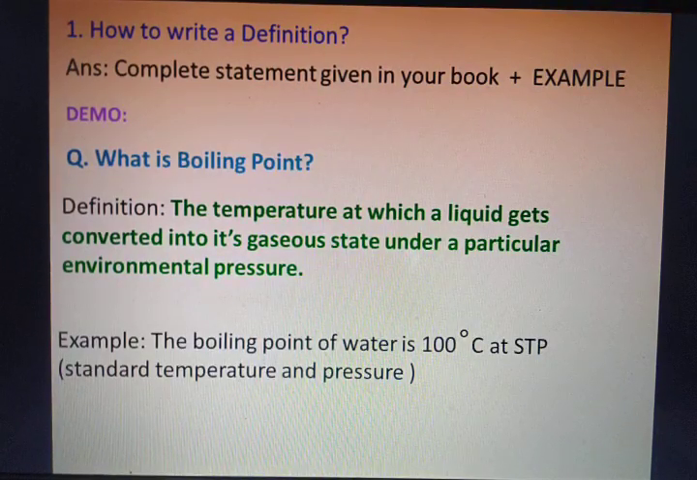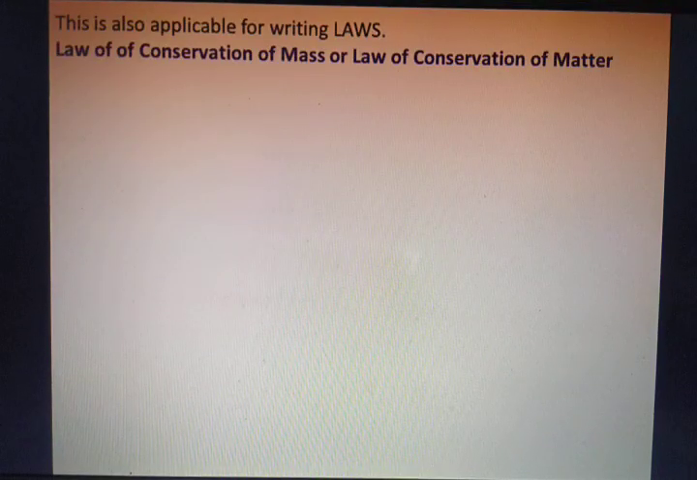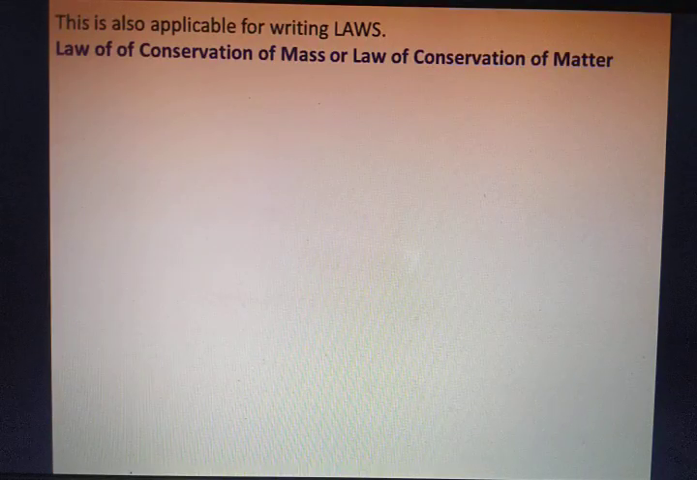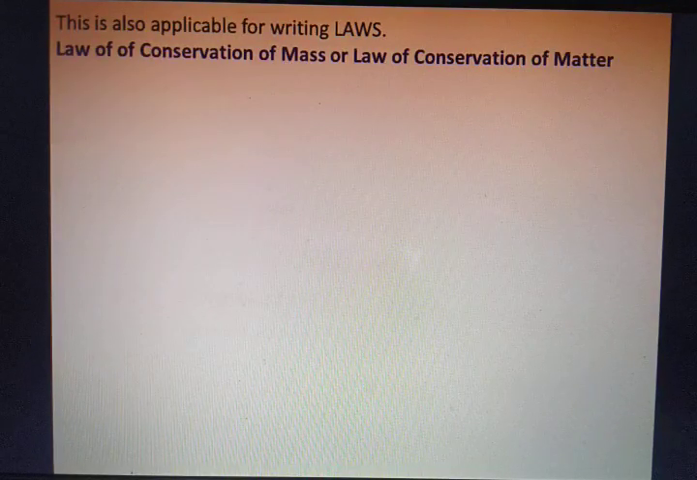Moving on to the next. This is also applicable for writing laws, scientific laws. For example, you have read about the law of conservation of mass or the law of conservation of matter. In your book, you may come across both terms, law of conservation of matter or law of conservation of mass. Both are the same thing, it's just mass or matter. The law remains unchanged.